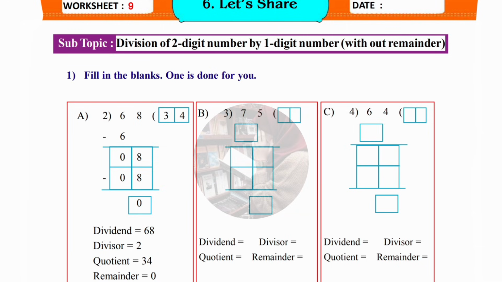Then we have to write it down. Dividend, what is given? Dividend is 68. Then divisor is 2, and quotient we'll get is 34. Remainder is 0 itself. So in this way we have to do this.